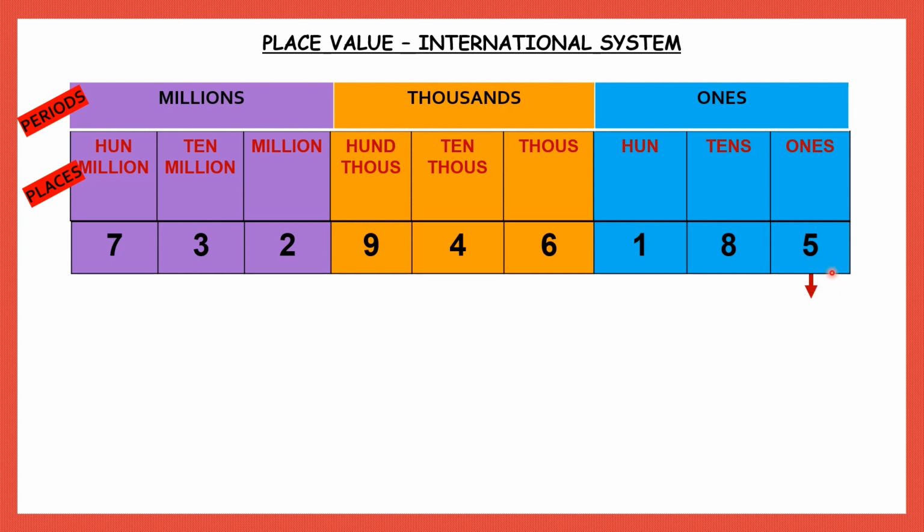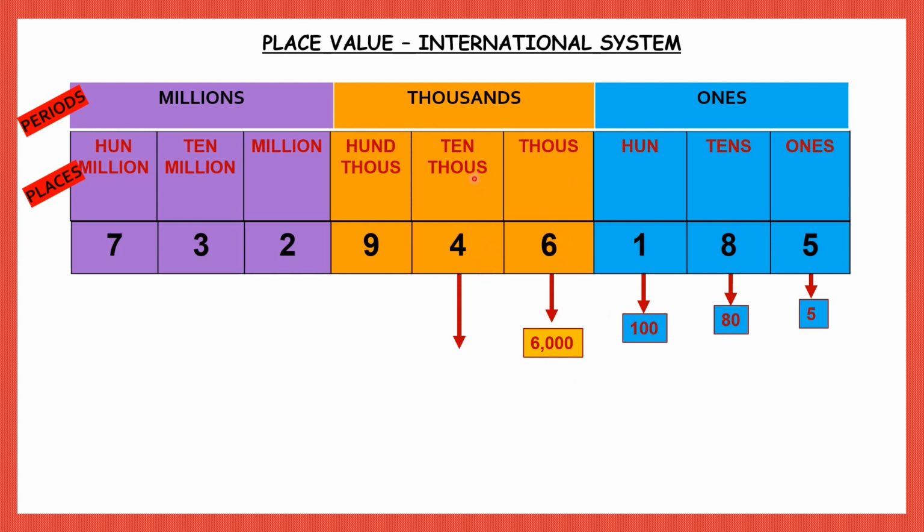What is the place value of 5? 5 is in the ones place. So 5 into 1 is 5. Then let's take 8. 8 is in the tens place. So the place value of 8 will be 8 into 10, 80. Then 1 is in the hundreds place. So the place value of 1 will be 1 into 100, 100. Then we go on to the thousands period. What is the place value of 6? 6 is in the thousands place. So 6 into 1000 is 6,000.